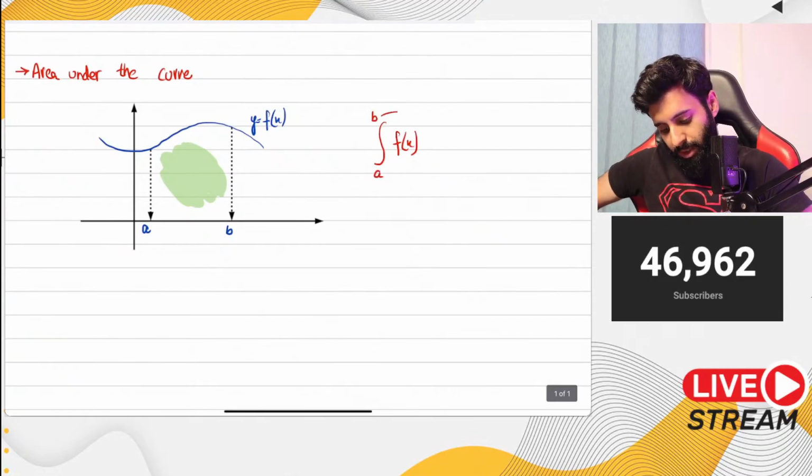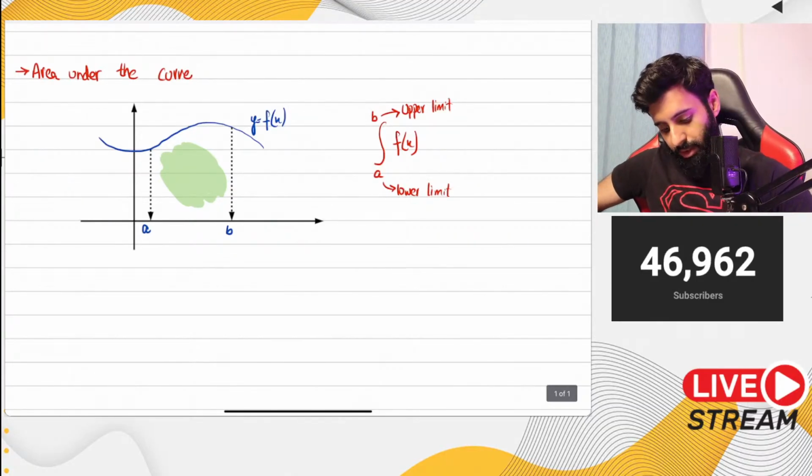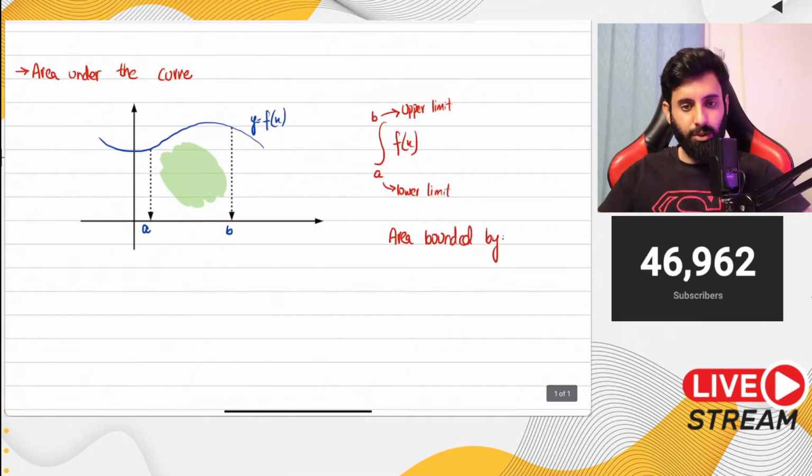Okay, so b is what? B is the upper limit. A is what? A is the lower limit. Okay, and what's f of x? F of x is the equation of the curve. Then what you end up getting is the following. You end up getting the area that's bounded by four things. Okay, now what are those four things?